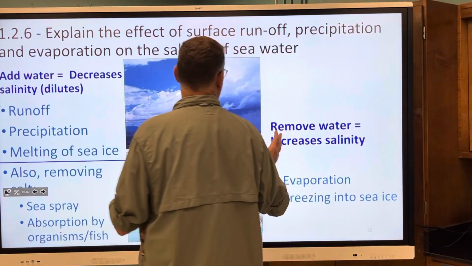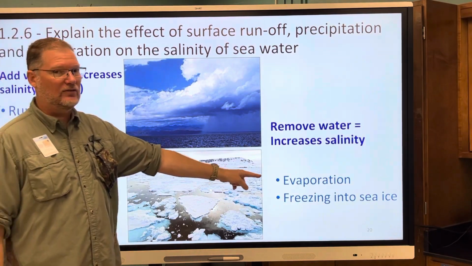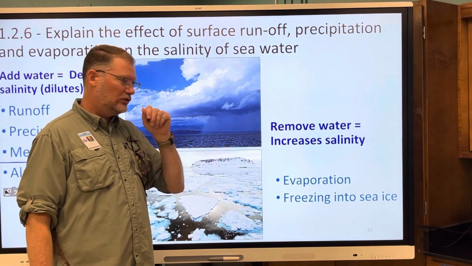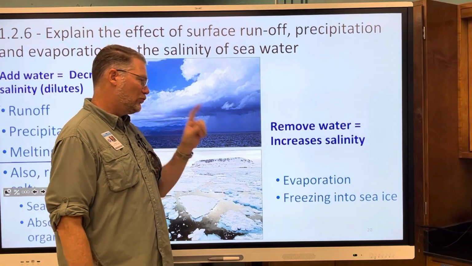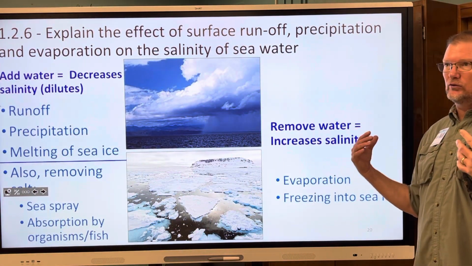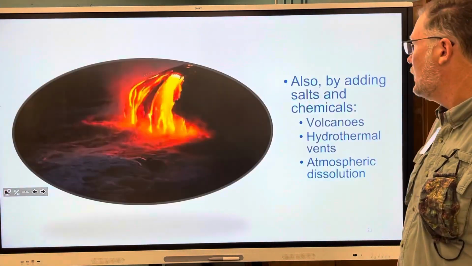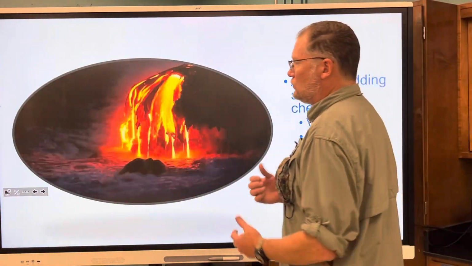And then if you remove water, you're going to increase the salinity. So obviously evaporation is going to make it saltier. The reverse of melting of sea ice is obviously the freezing of sea ice. So in colder temperatures, that's going to increase the salinity. And then also by adding salts and chemicals.